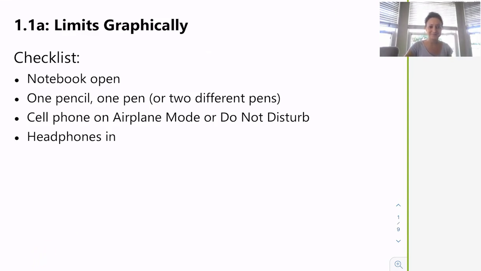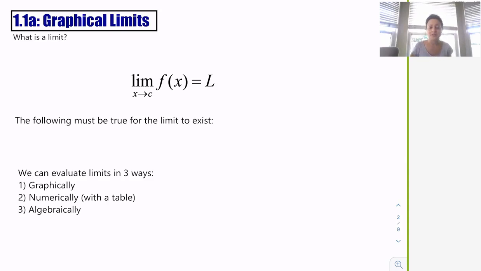Alright, so limits are really the very first topic of calculus, and the way we read this statement here is the limit as x approaches c of f of x is equal to L. Okay? Now the following needs to be true for the limit to exist, so I'd like for you to write this with me in your notes, please.